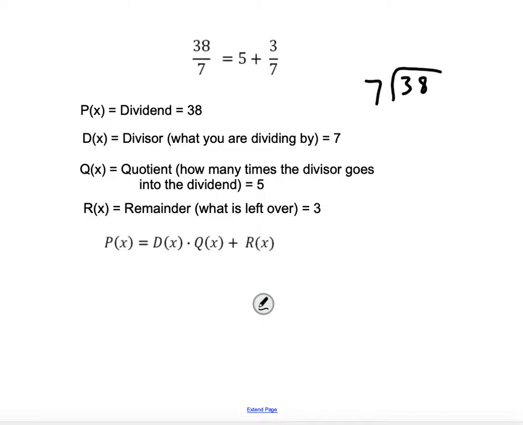The 38 went inside the box, the 7 went on the outside, and you thought, oh, 7 times what is 38 or close to 38 without going over? And you said, oh, 5 times. 7 can go into 38 there 5 times without going over. And you put that at the top there, and then you thought, oh, 7 times 5 is 35. And then you subtracted those and got 3.